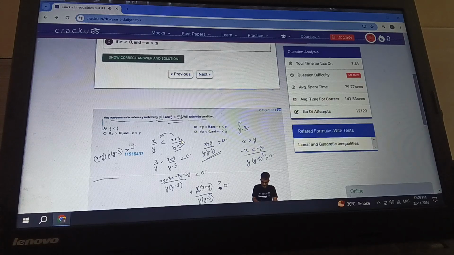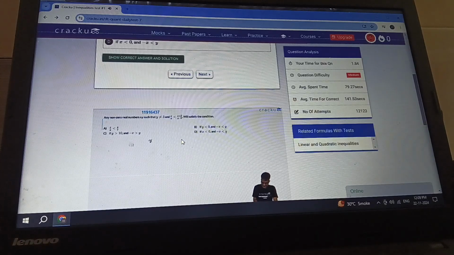So let us draw a number line. This is when y is equal to 0, this is when y is equal to 3. What we essentially have is x plus y into y minus 3 is greater than 0. Now if you are drawing the number line on y, this is when y is equal to 0. This is when y is equal to 3.